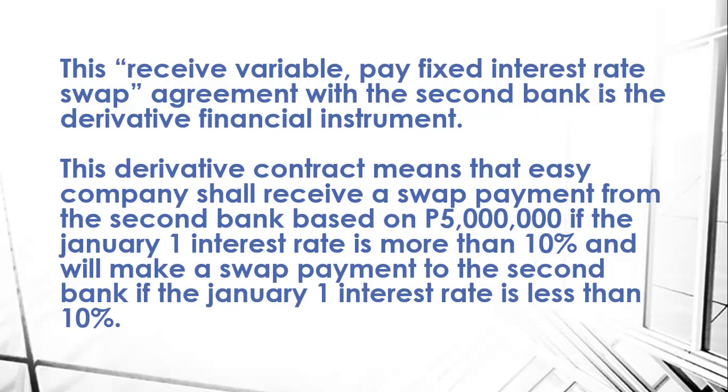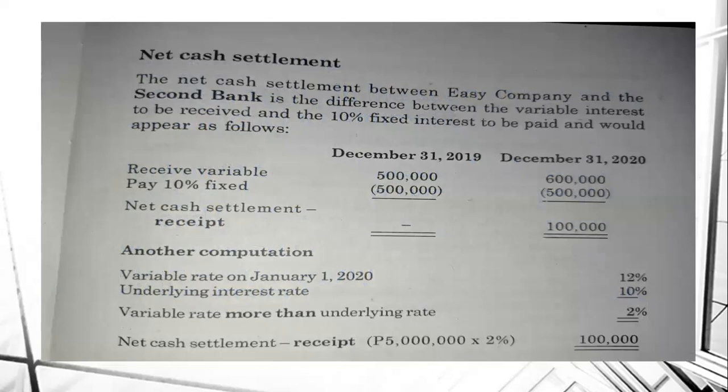So, for example, if the interest rate goes up next year above 10%, the second bank will make a payment to EC Company, but if it goes lower, EC Company will be the one to make the swap payment to the second bank. So what is being looked for is the net cash settlement. So the net cash settlement between EC Company and the second bank is the difference between the variable interest to be received and the 10% fixed interest to be paid and would appear as follows.